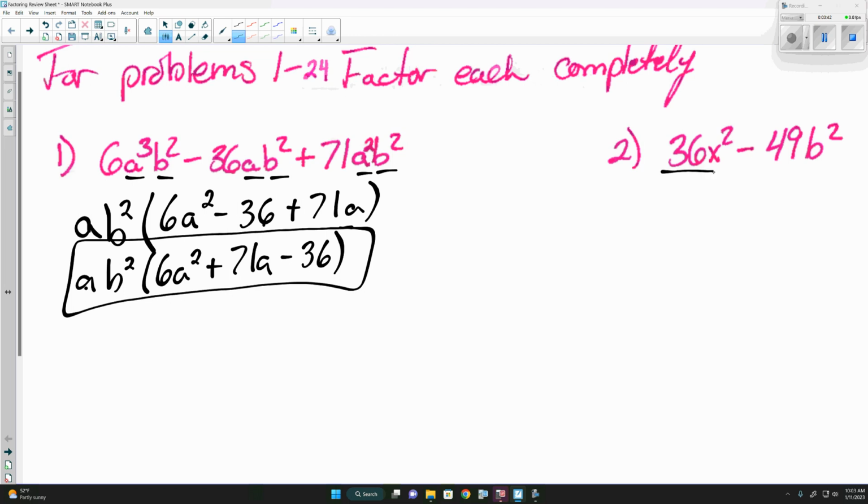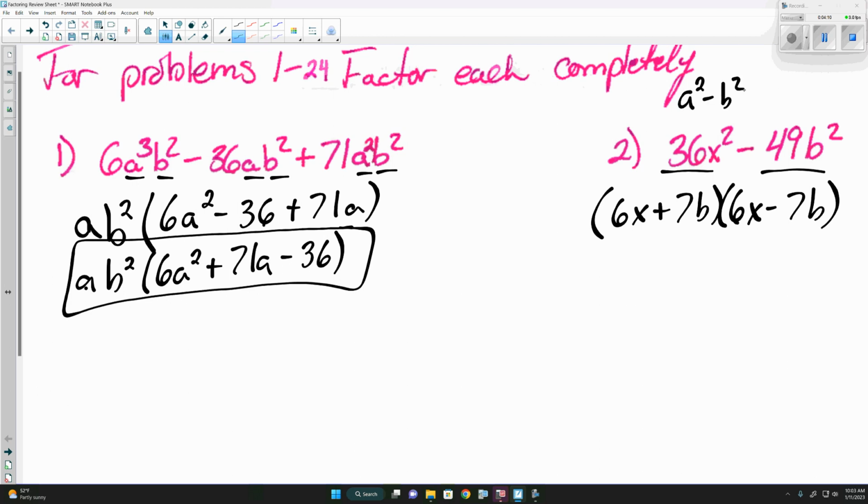So we need to see, is 36 a perfect square? Yeah, 6 times 6. So 36x squared would be 6x and 6x. 49, 7 and 7, so we'd have 7b and 7b. So this is a difference of perfect squares, which would be 6x plus 7b times 6x minus 7b. Because this is going along with a squared minus b squared is equal to a plus b times a minus b.